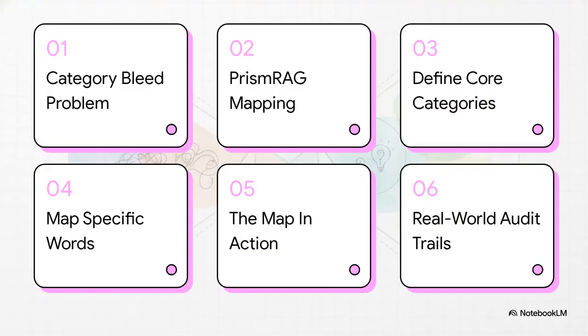Okay, so here's our agenda for today's explainer. First, the category bleed problem. Second, introducing prism array mapping. Third, step 1, define core categories. Fourth, step 2, map specific words. Fifth, the map in action. And finally, real-world audit trails. Let's get right into it.